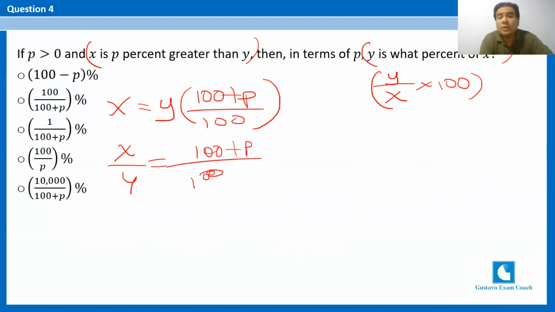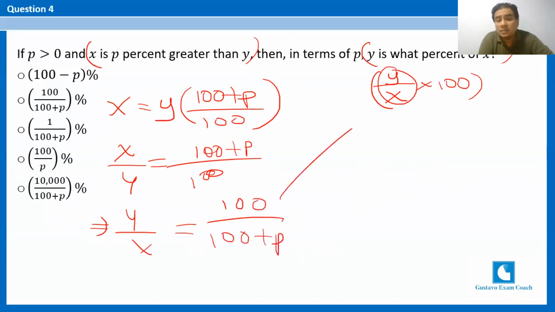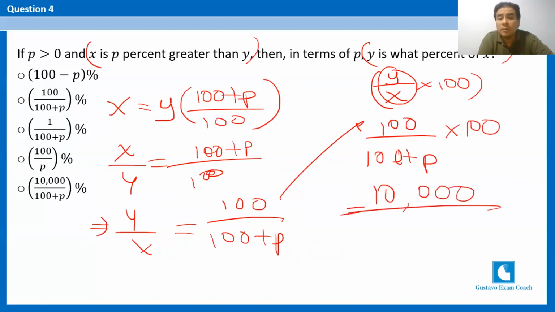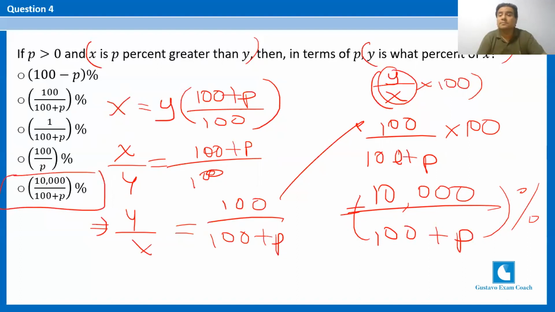But what we need to calculate is y over x. So y over x is simply inverting here: 100 over 100 plus p. Insert this value here. 100 over 100 plus p times 100 gives you 10,000 over 100 plus p. So this is the percent. This is the answer option.